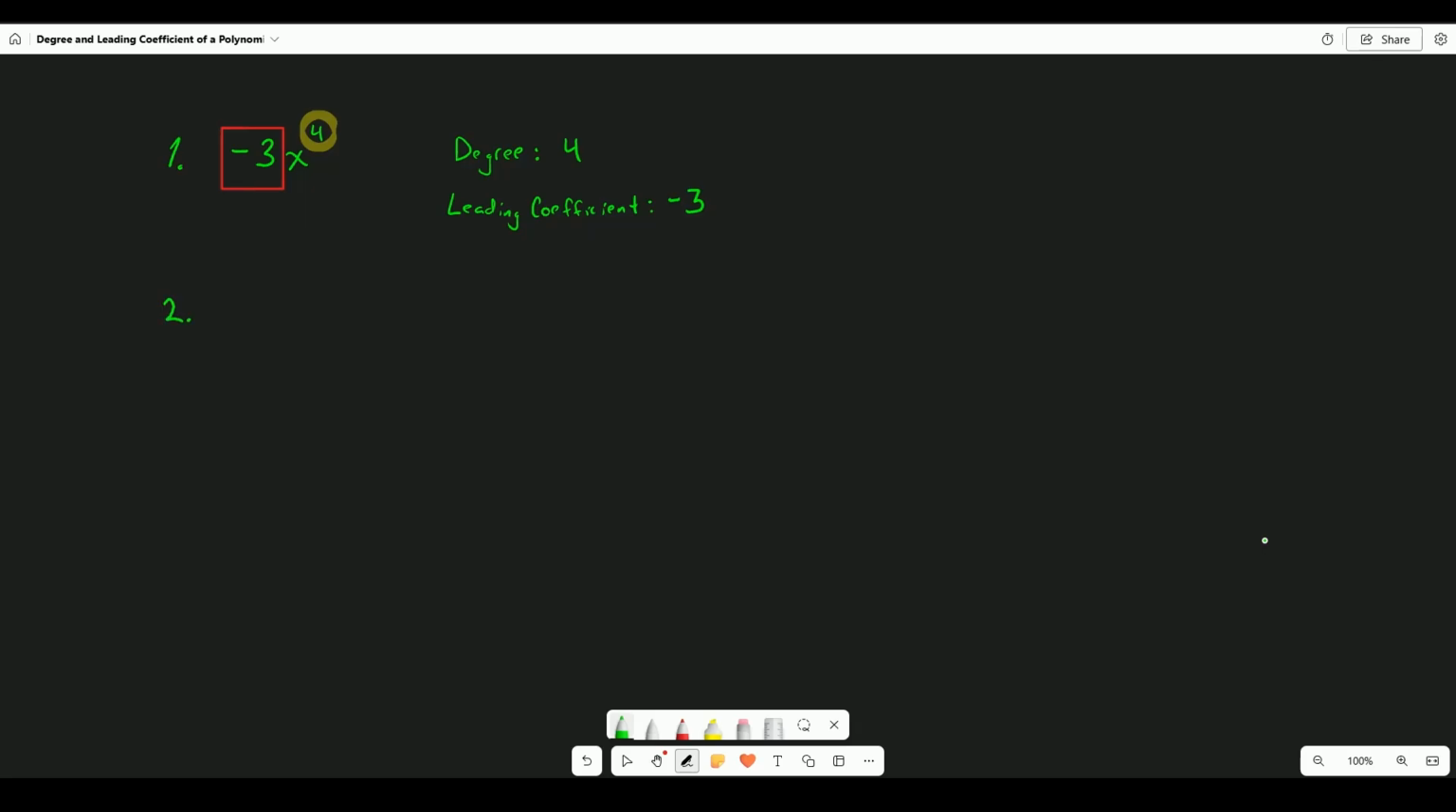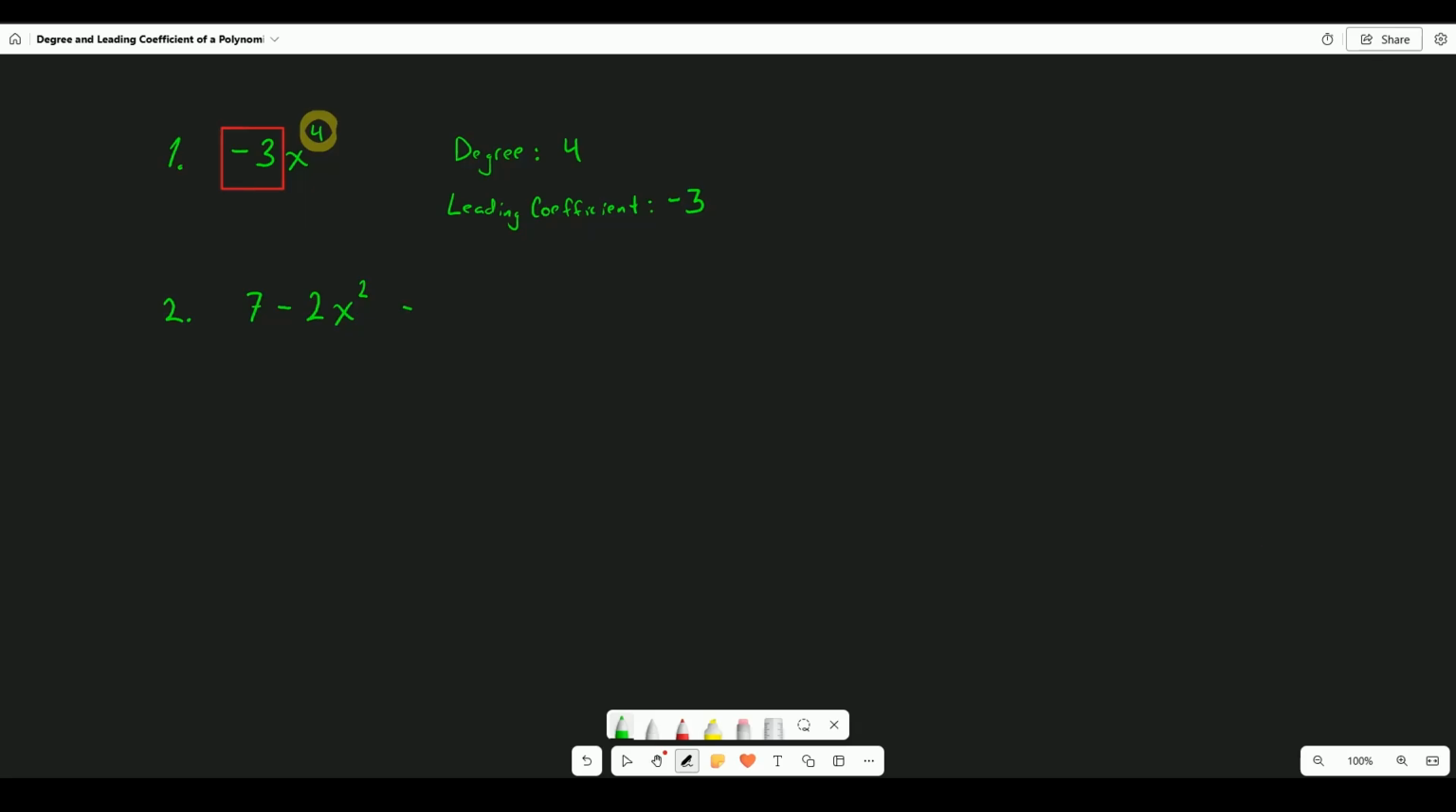So number one is very easy because it's a monomial. But what if I have something like this? 7 minus 2x squared. What's the degree of this polynomial and what's the leading coefficient? You might be tempted to say that the leading coefficient is 7 because it's in the front. But in order to get the leading coefficient and the degree of the polynomial, you have to order these from increasing degree to decreasing degree.